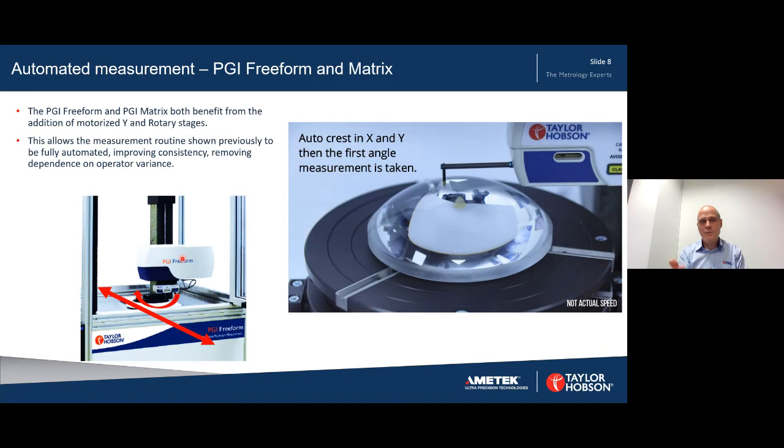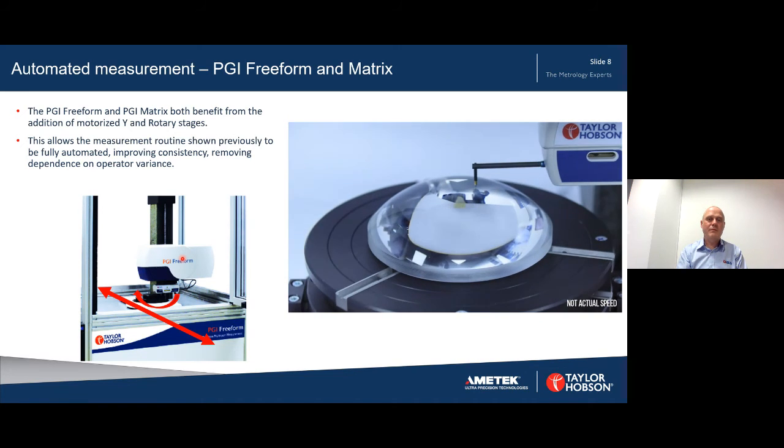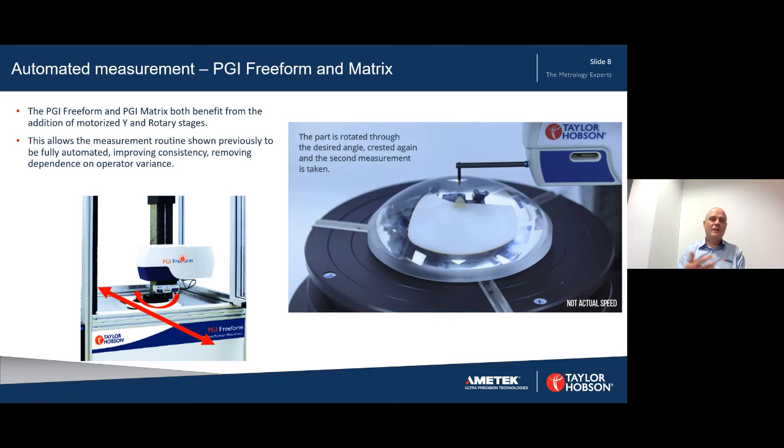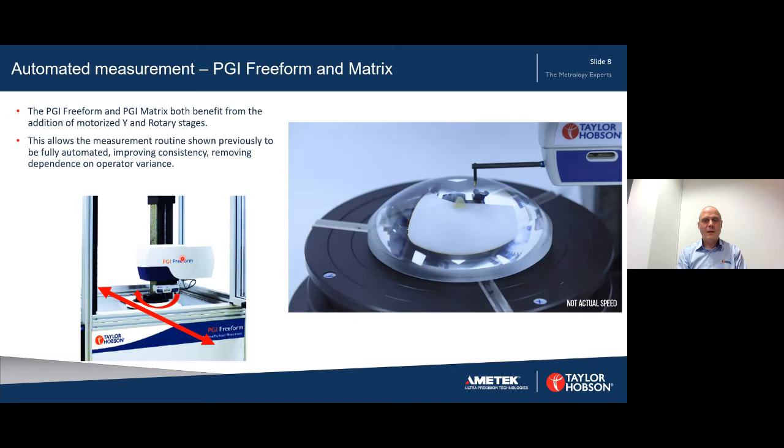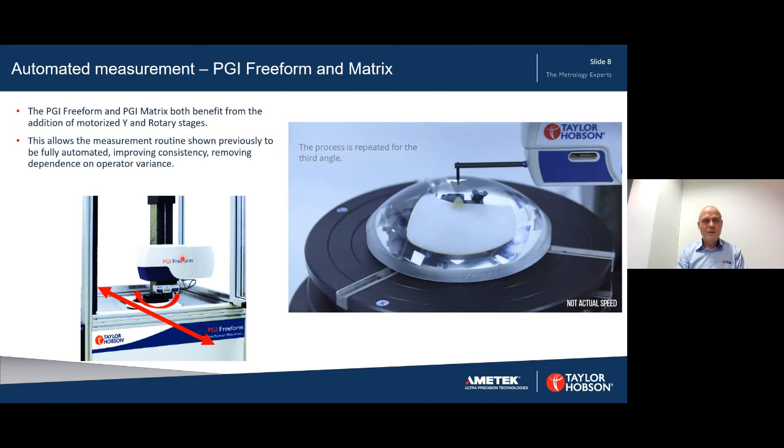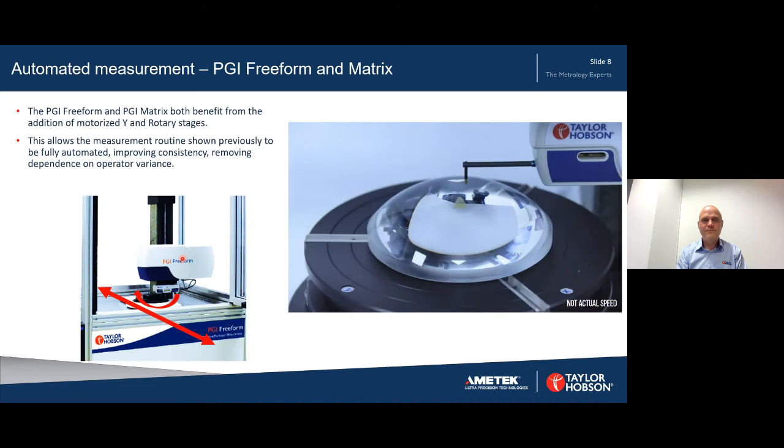So as you see here, we've just crested in X and Y. Now we take a measurement, then we're going to rotate and crest in X and Y again, and take the second angle measurement. Once we've done that, we will then go on to take the third angle measurement. I just hasten to add, this isn't the real speed. Obviously, this video has been sped up for the demonstration, but it's to give you an example of how we can do it fully automatically, if that's what's requested.